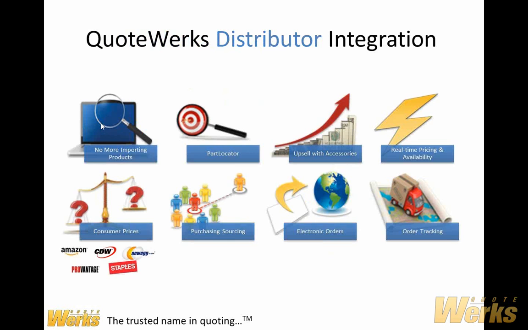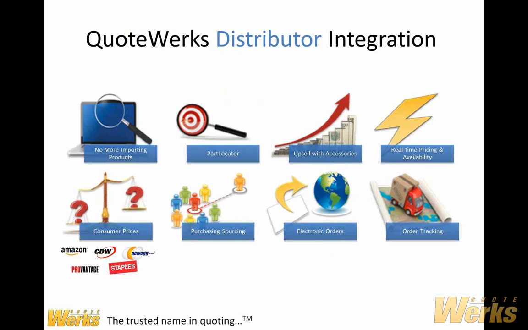As far as the distributor integration is concerned, basically we already talked about the product content description, which has the utilized database as well as the part locator. We're going to upsell with accessories, get real-time price and availability, consumer prices. Now this is huge because we're going to be able to get pricing from Amazon, CDW, Newegg, Provantage, and Staples.